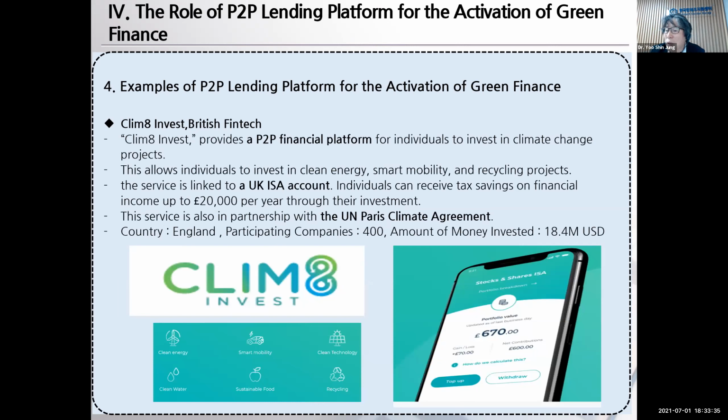British fintech company Climate Aid Invest also provides a P2P financial platform. It's applied to climate change projects. It's connected with the UK ISA account, the individual savings account. So it's much more systemized, with so many individuals connected with P2P lending vehicles in the UK.